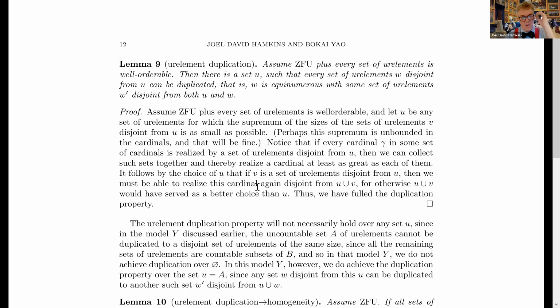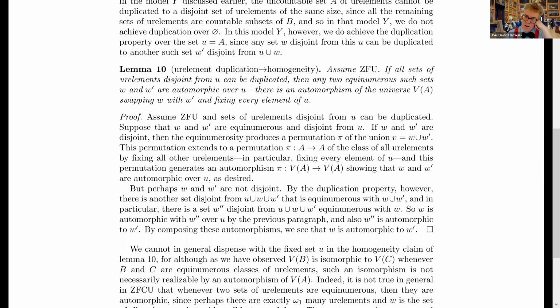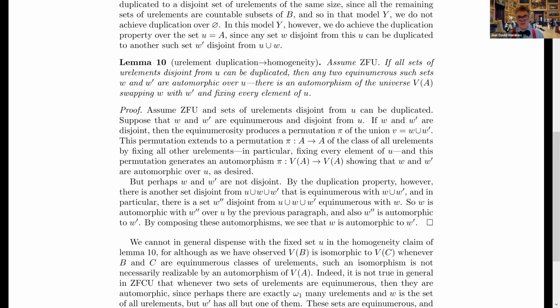Now, duplication implies homogeneity, namely: any two sets of urelements that are disjoint and the same size, then there's an automorphism of the entire universe that swaps them.